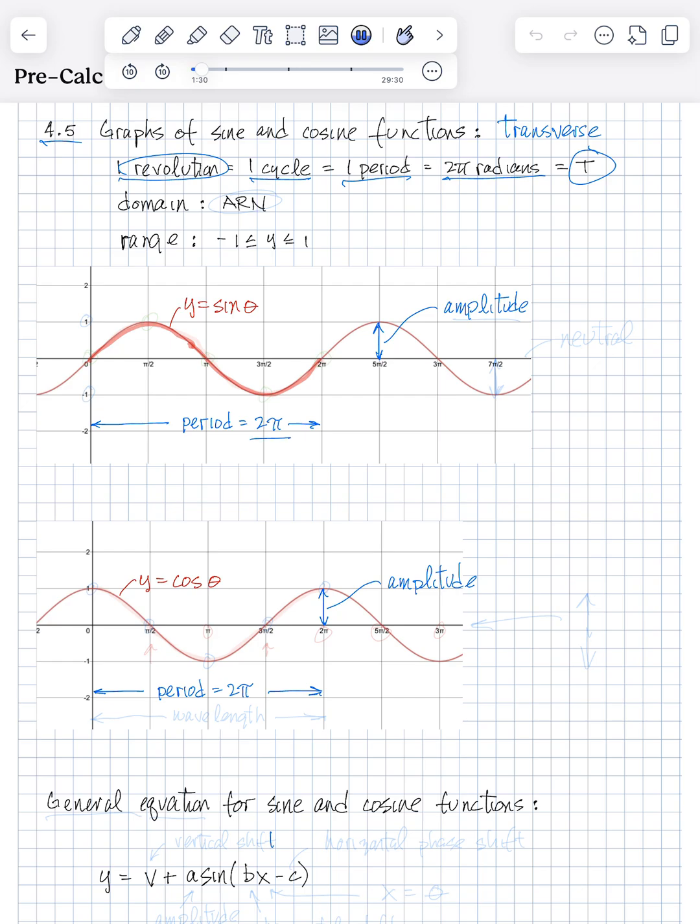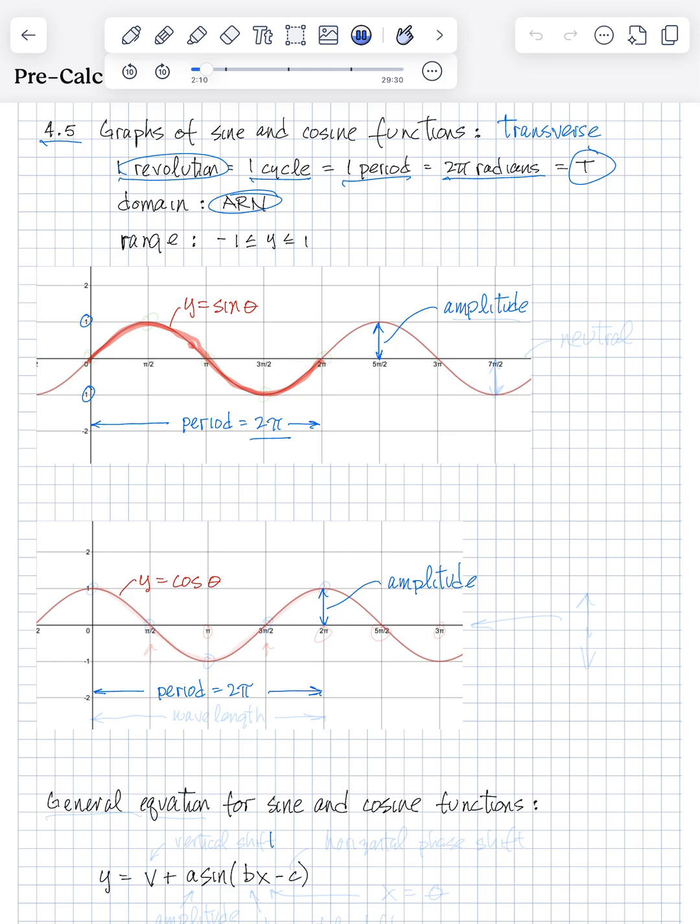Now the domain of sine and cosine are all real numbers unless you restrict the domain, which we'll talk about later. And the range is from -1 to 1 unless the amplitude is changed. So that's typically what we're looking at for a regular sine wave. And again, one revolution will start at 0, 0 and go back to 0, 0.